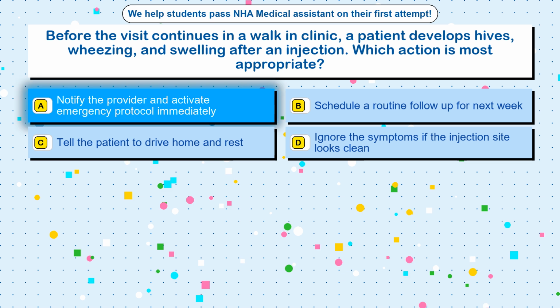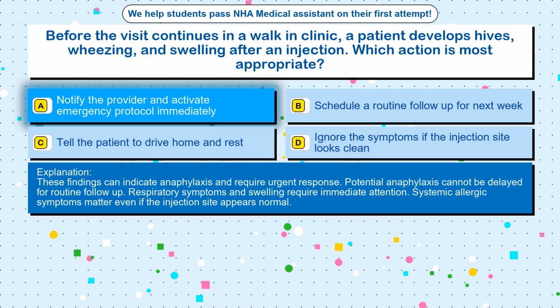The correct answer is option A. Notify the provider and activate emergency protocol immediately. These findings can indicate anaphylaxis and require urgent response. Potential anaphylaxis cannot be delayed for routine follow-up. Respiratory symptoms and swelling require immediate attention. Systemic allergic symptoms matter even if the injection site appears normal.